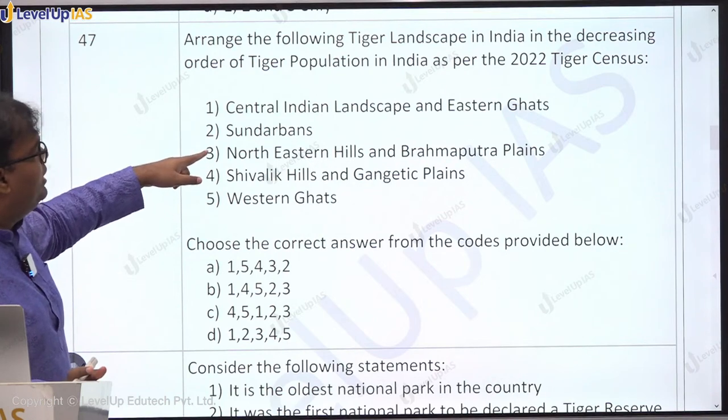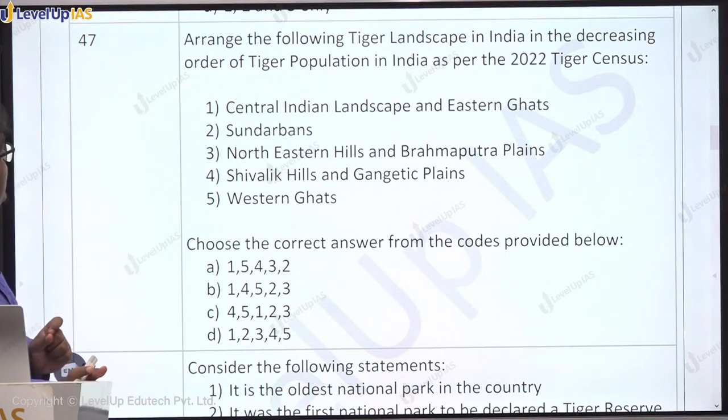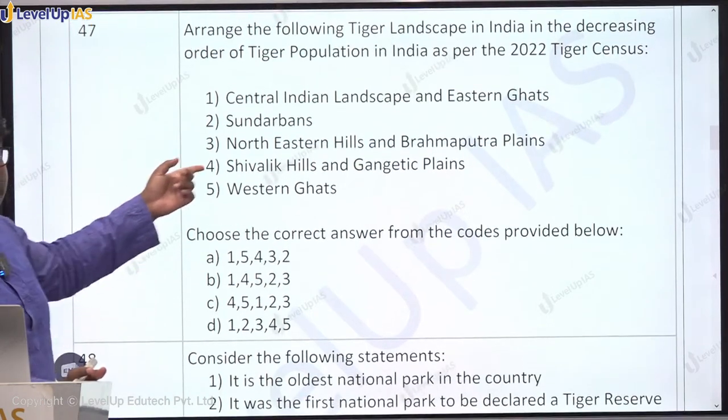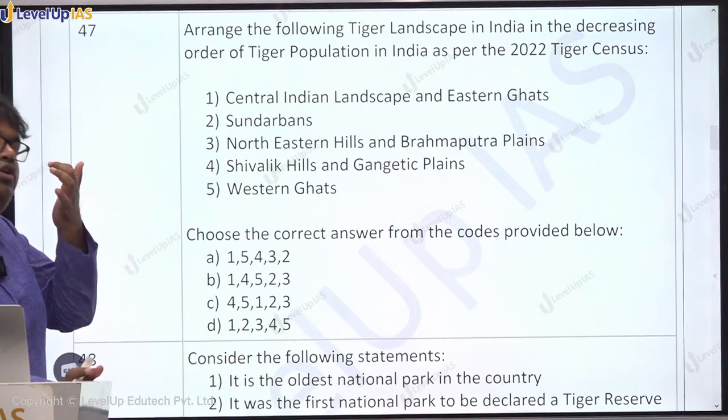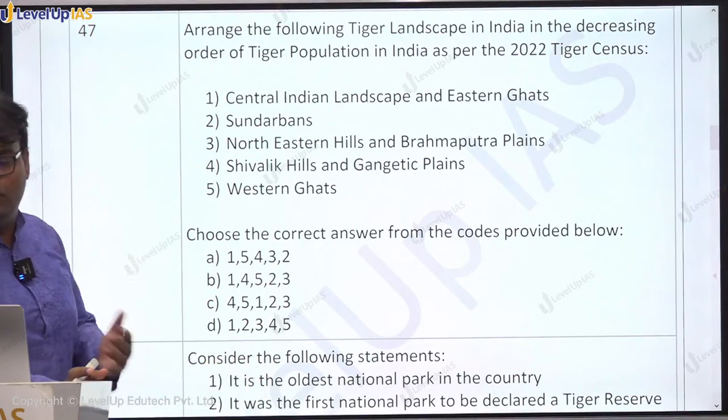Then 200 plus and 100 plus, around 100. This was the number. A is the answer. 47's A is the answer. It is as per the latest census. Though numbers have changed, the order was the same in the previous census also.